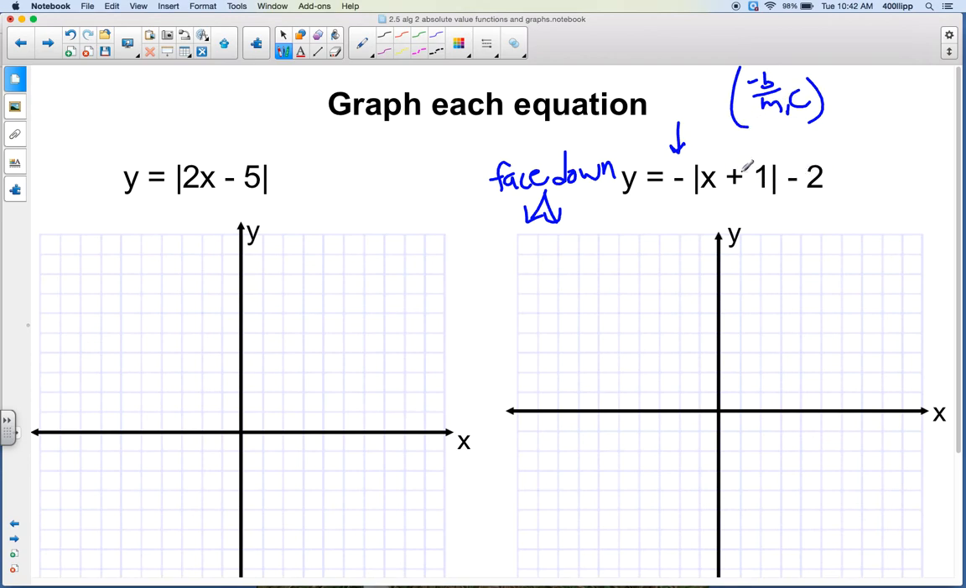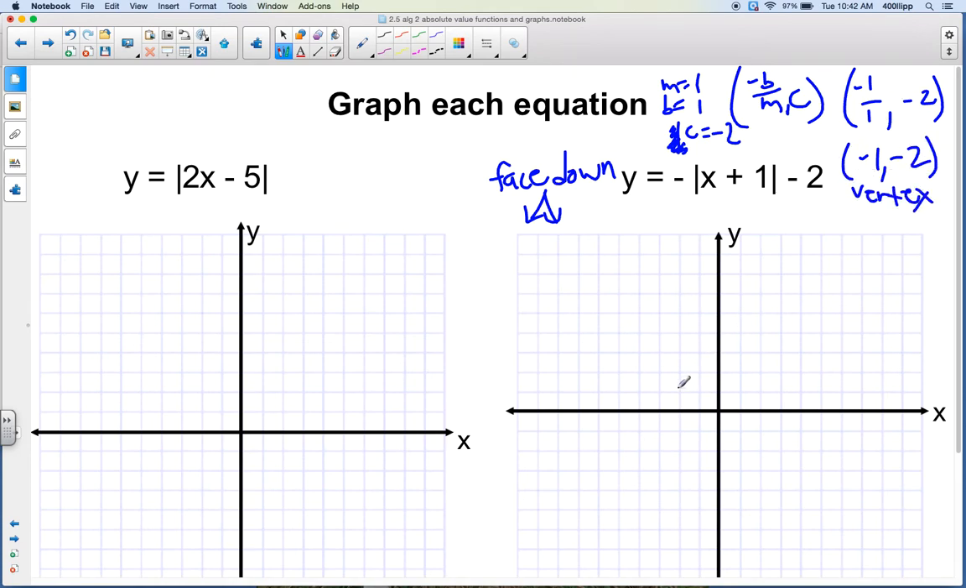So let's see. We have our negative b. We have m is 1. M is still the coefficient in front of x, the one that's inside the absolute value. Your b, so mx plus b, your b is 1, and your c is negative 2. Okay, so I'm just going to cross that out there. So we have negative b over m, so we got negative 1 over 1 comma negative 2. So that's going to be negative 1, negative 2, and that is our vertex.